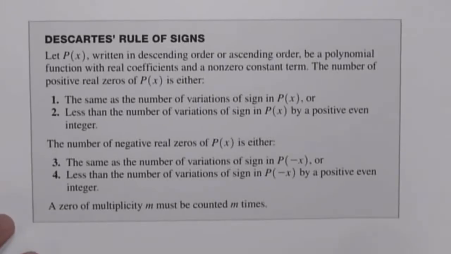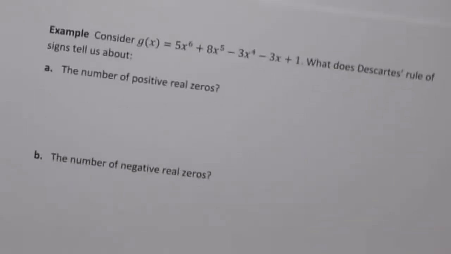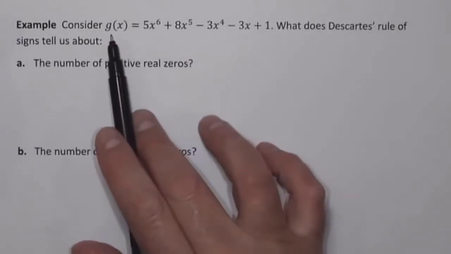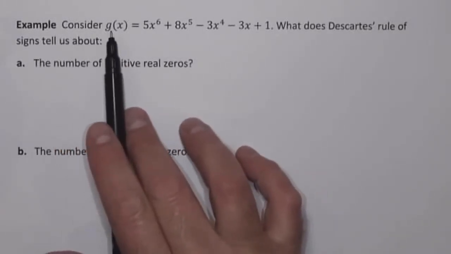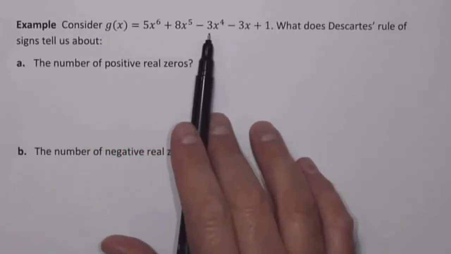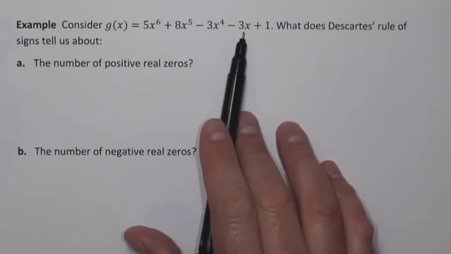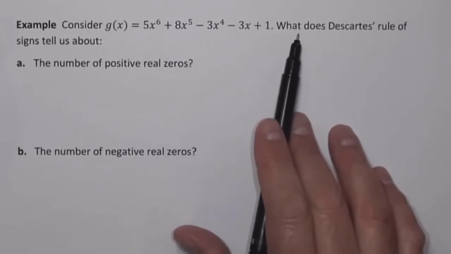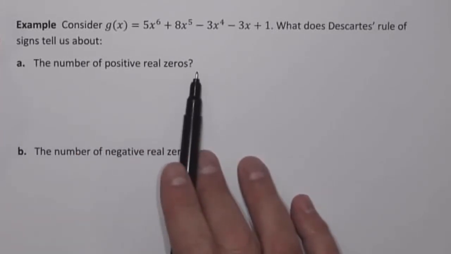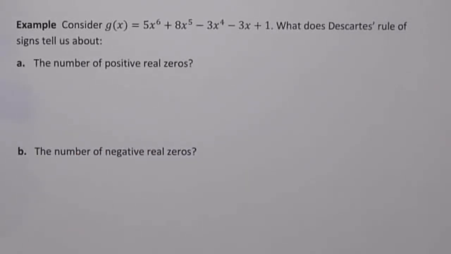So let's take a look at an example. Looking at an example should help us understand what Descartes' rule of signs is really telling us. So here is our function. Consider g of x equals 5x to the 6th plus 8x to the 5th minus 3x to the 4th minus 3x plus 1. What does Descartes' rule of signs tell us about A, the number of positive real zeros, and B, the number of negative real zeros?